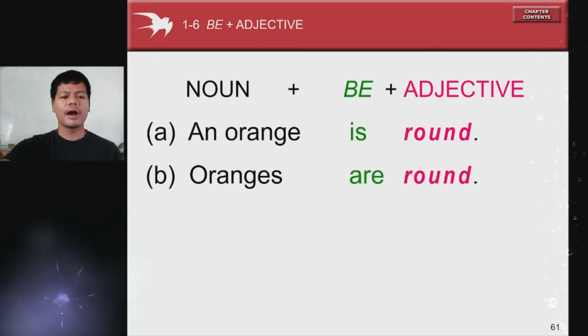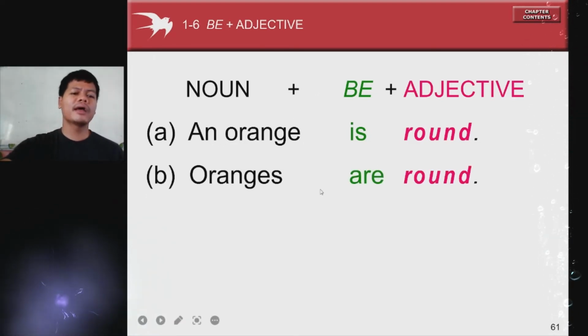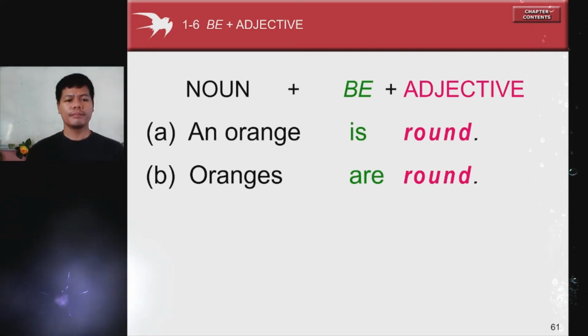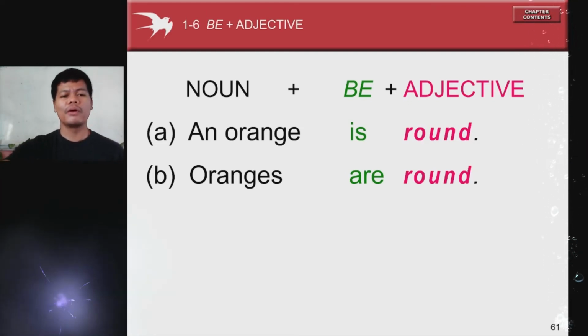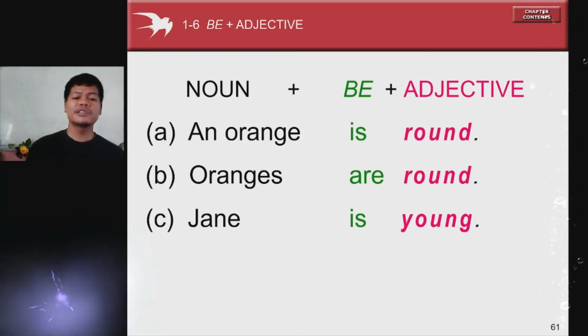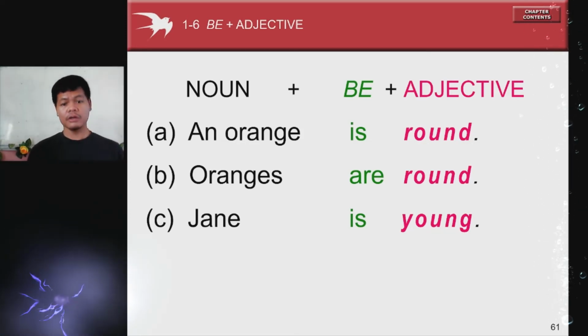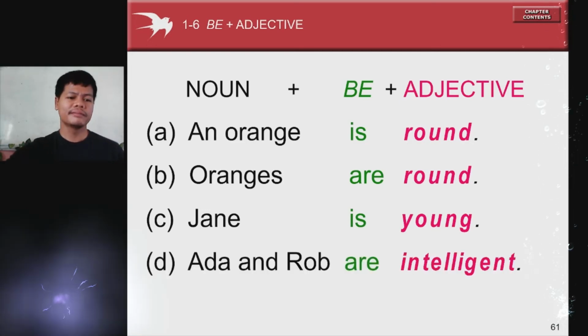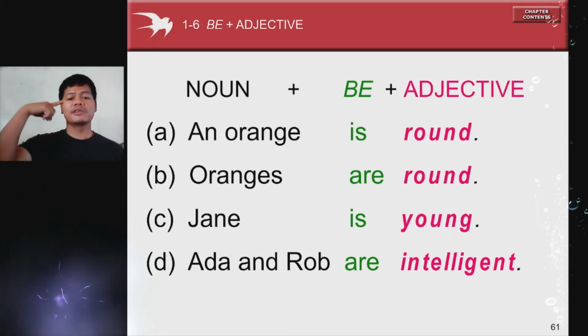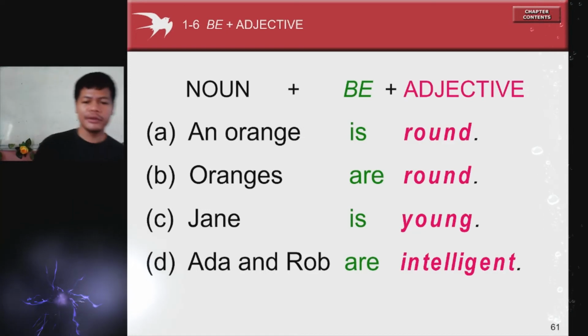Oranges are round. Okay, and orange. Oh, singular and plural, different singular and plural. Okay. Jane is young. Do you know Jane? Jane is young. Jane is a girl. Jane is a woman. Okay. Ada and Rob are intelligent. Do you know intelligent? Have a bright brain. Okay. Do you know?